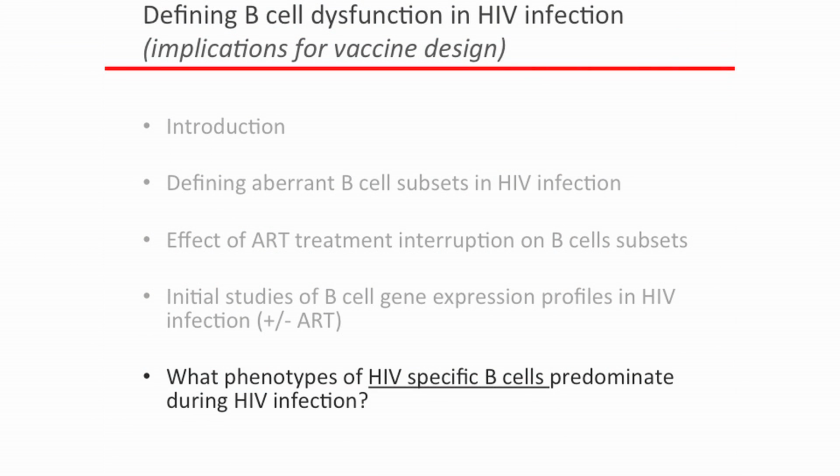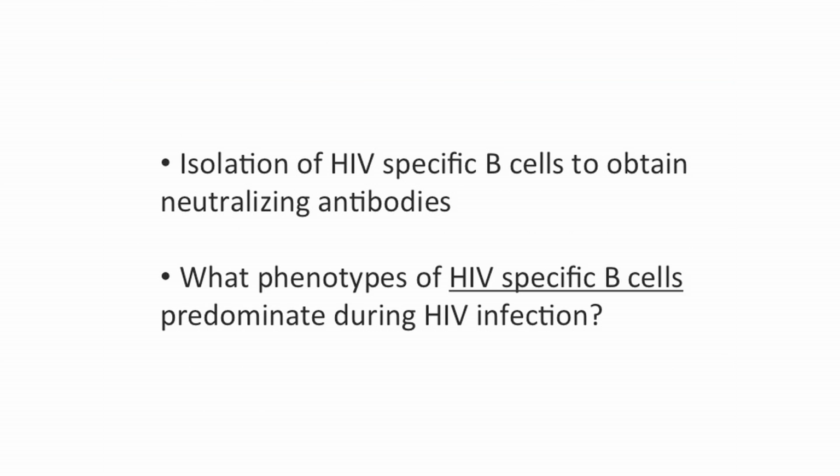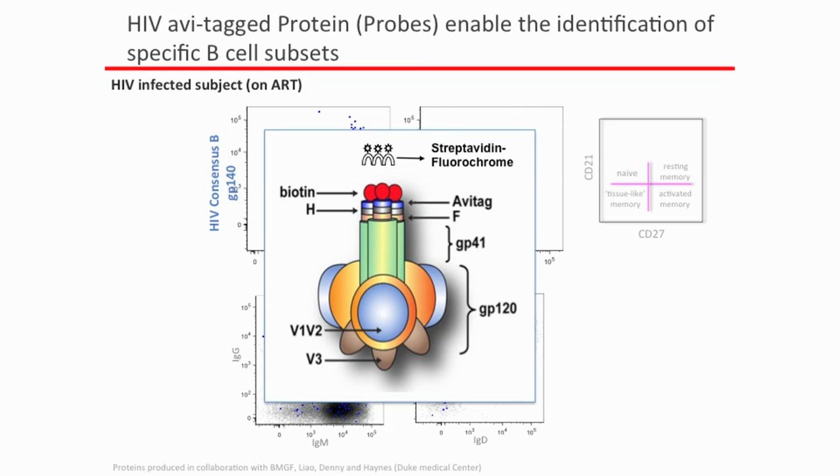So what phenotypes of HIV-specific B cells predominate during infection? What I'm going to do here is show you how we isolate HIV-specific B cells to obtain neutralizing antibodies, which is, how do we mark B cells that are specific for HIV proteins, and what's the phenotype of HIV-specific B cells during infection.